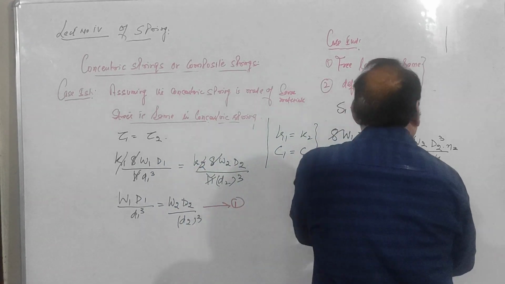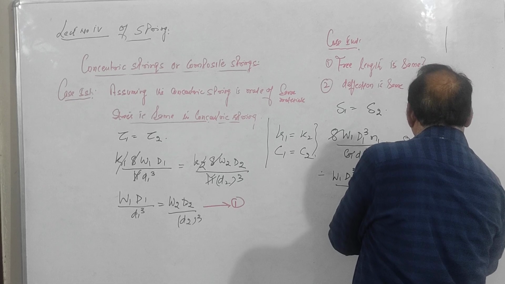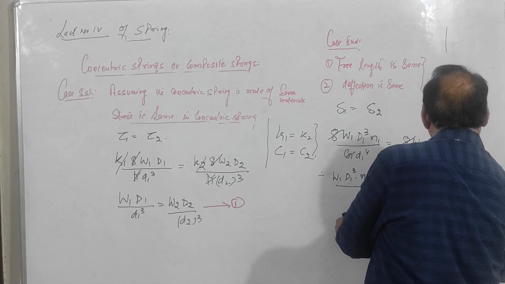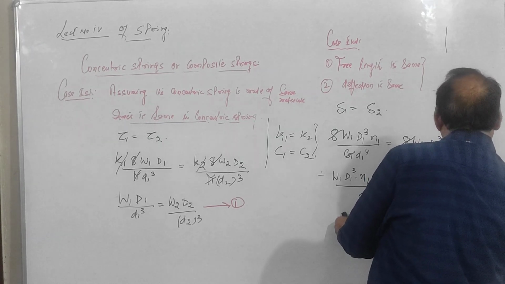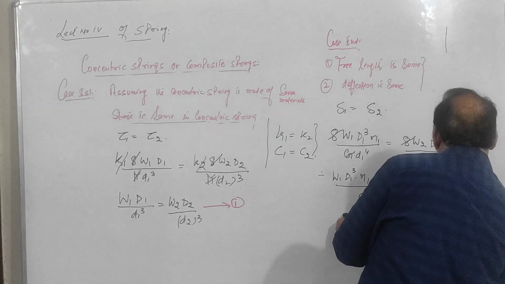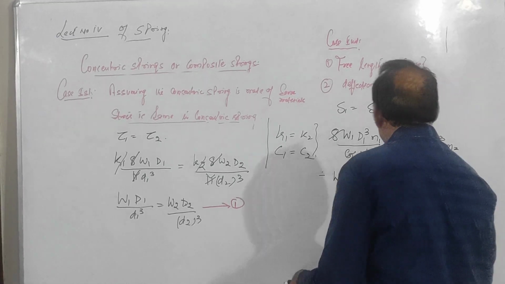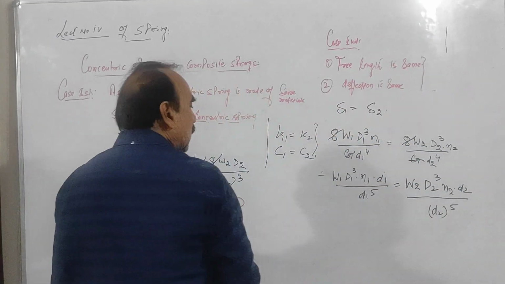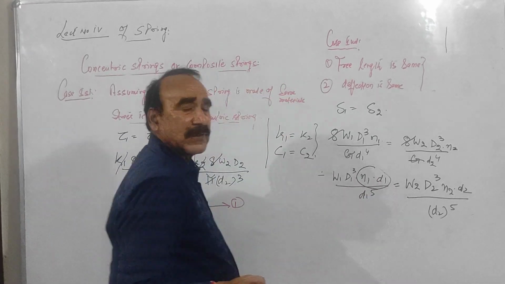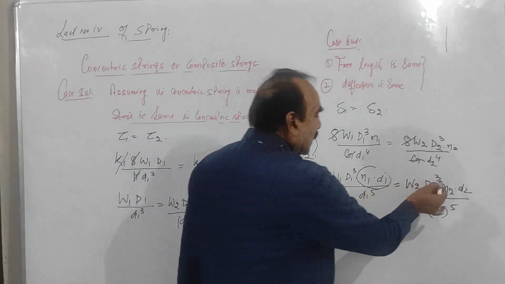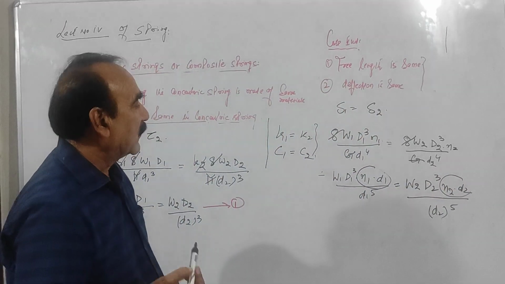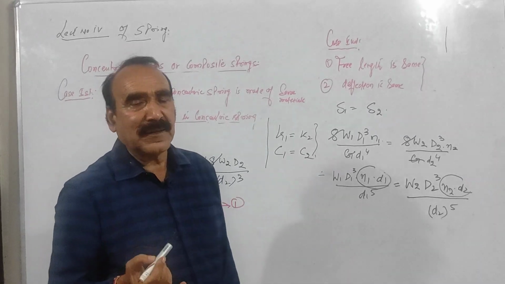In the same way, I will write on here W2 D2 cube N2 into D2 and this is equal to D2 raised to power 5. Is there any problem? No problem. No, look here. This is N1 D1 is what? And N2 D2 is what? This is the solid length. This is the solid length of the spring.